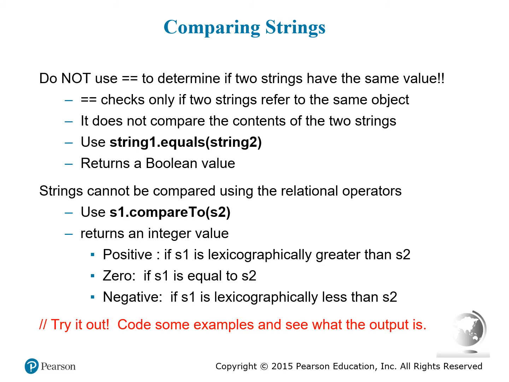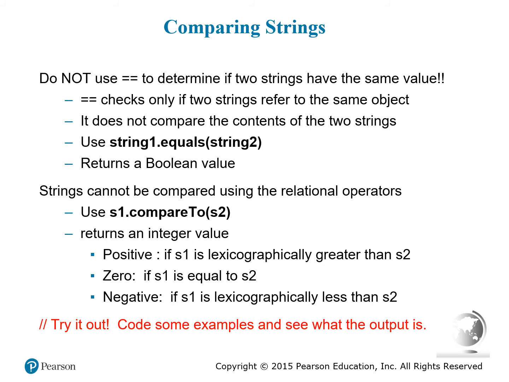It is a common error to use double equal signs to determine if two strings have the same value. Don't fall into this trap. This is a logical error. If you use the double equal signs, you are actually asking if the two reference variables refer to the same object. You're not comparing the contents of the two strings to see if they match. To see if the contents of string1 and string2 match, use the equals method. The equals method will return a boolean value. As you might expect, equals will return true if the content of string1 and string2 match or they're equal. Otherwise, it will return false.